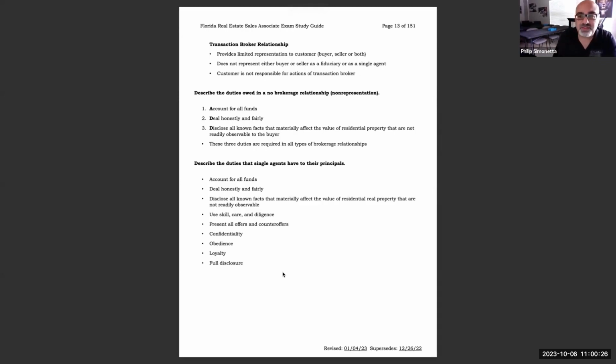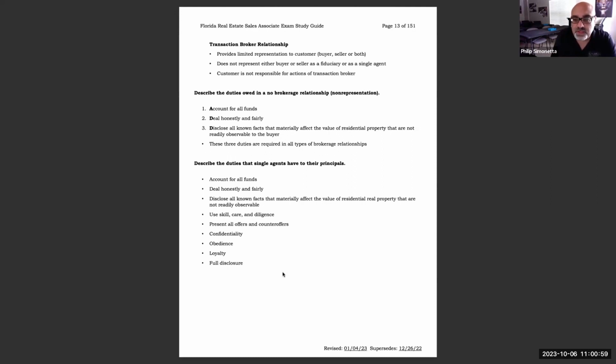Now let's look at the transaction broker relationship. This provides limited representation to the customer or the client, right? The customer is the buyer, the client is the seller, that's a rule of thumb. So a buyer, a seller, or both. You do not represent either the buyer or the seller as a fiduciary or as a single agent. You're representing the transaction. And the customer and the client are not responsible for the actions of the broker. So they're acting on their own behalf, right?